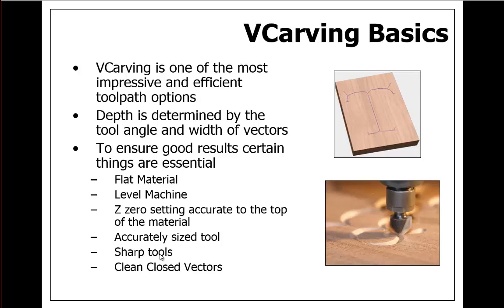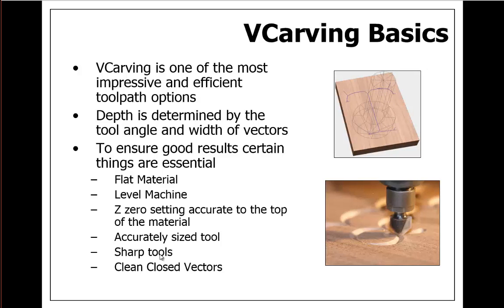Lastly, we need to make sure that we are using clean, closed vectors to V-carve. This will ensure we have nice and smooth V-carving. We need to ensure these vectors are not also overlapping, as it will make it unclear to the software which areas that we want to V-carve. If you do have a design which requires overlapping, you can create separate V-carve toolpaths which are run in the order that you require them to achieve the effect that you are after.